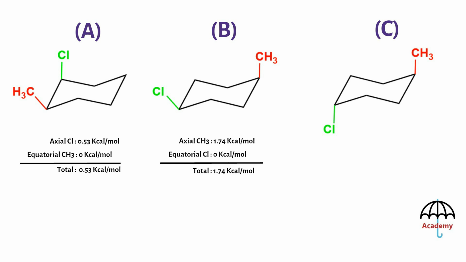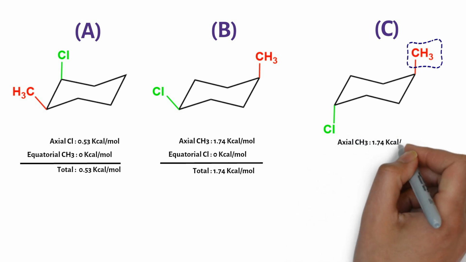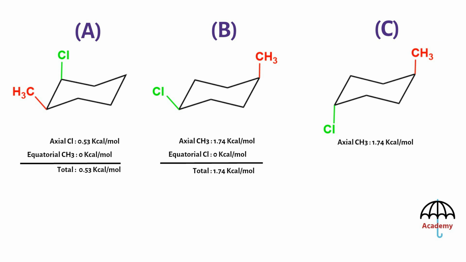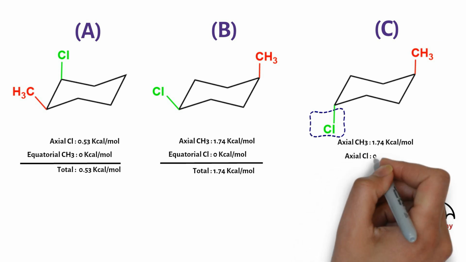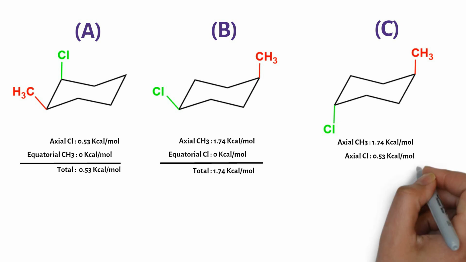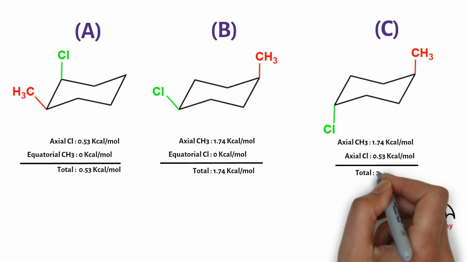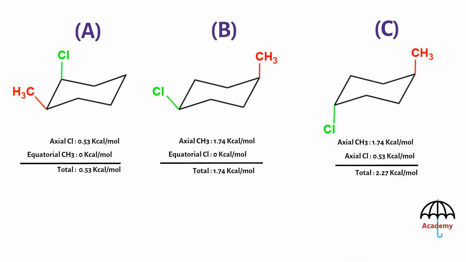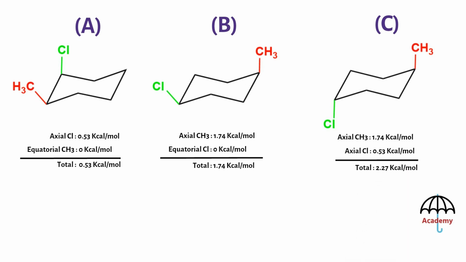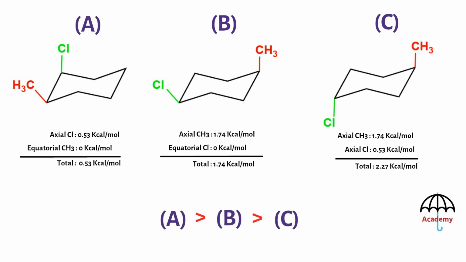In the conformer C, the axial methyl group contributes 1.74 kilocalories per mole. And the axial chlorine contributes 0.53 kilocalories per mole torsional strain. Thus, the net torsional strain in this conformer is 2.27 kilocalories per mole. Thus, based on the total values, we can say that conformer A is more stable than conformer B, which is more stable than conformer C.